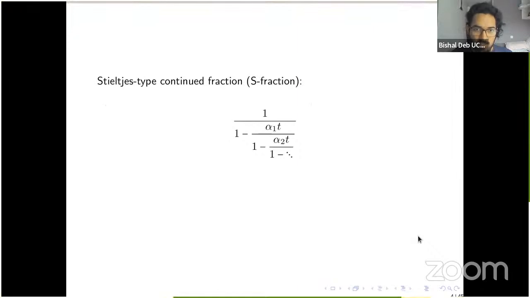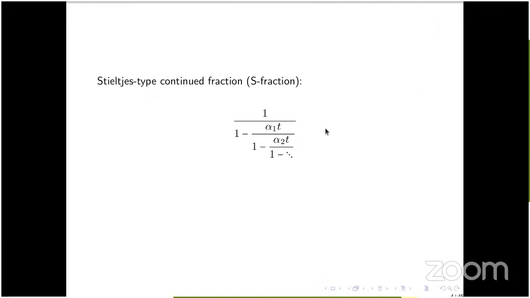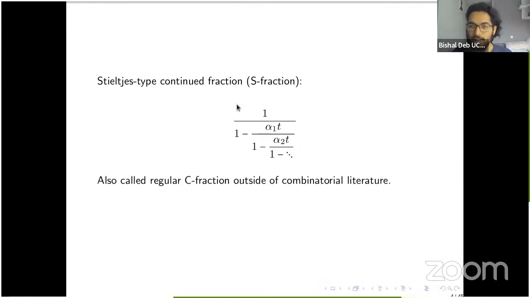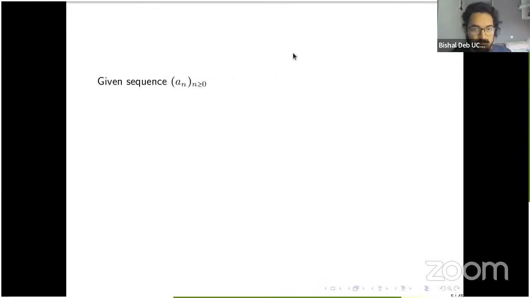A Stieltjes-type continued fraction is a continued fraction of the following form. It looks like this. By the way, I hope my cursor is visible. Can somebody confirm? Yes, okay, thank you. So a Stieltjes-type continued fraction is a continued fraction that looks like this. Outside of combinatorial literature, it's also called a regular C fraction or a regular continued fraction. But we will call it an S fraction or a Stieltjes-type continued fraction in this talk.